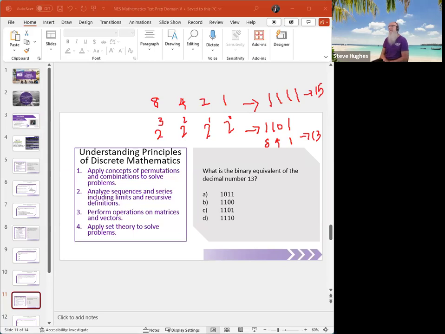So I can't use all of them. That would be 15. I have to eliminate 2. That would be the second one. So my answer here is which one is that? That's C, 1101, just working backwards. Okay, let's go ahead and clear this out.